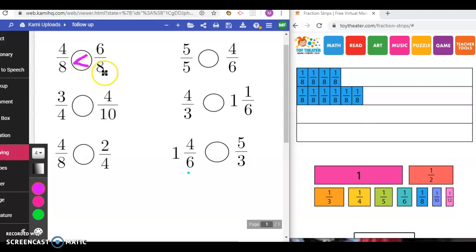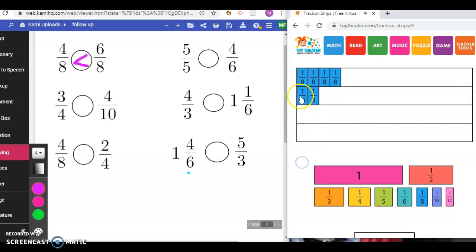Now that one was pretty easy because we had the same denominators and we were just comparing the top numbers, and we know that 4 is less than 6. Let's clear this off for the next one. So remember, boys and girls, when you're working with fractions, the denominator or the bottom number, if that's bigger, it means the pieces are smaller.